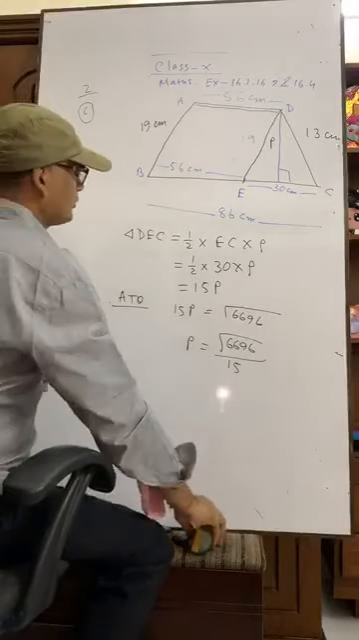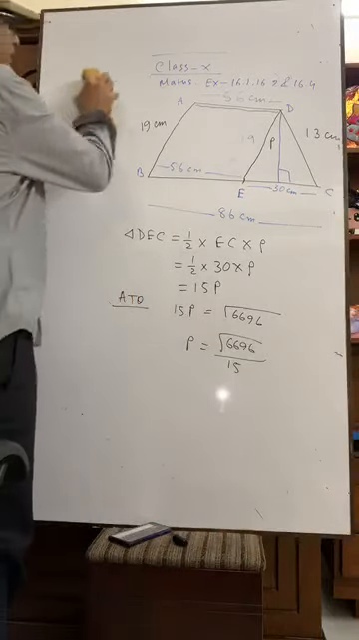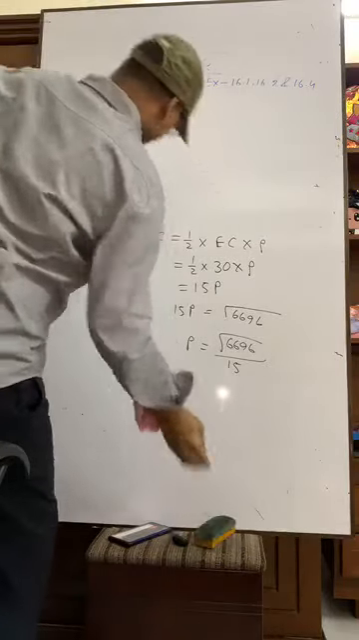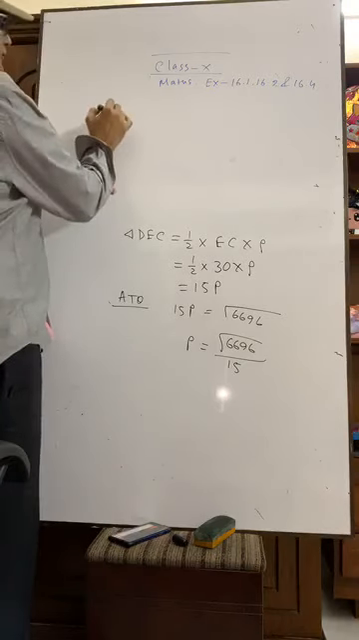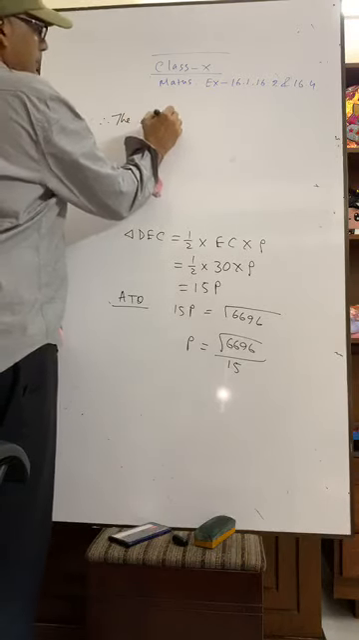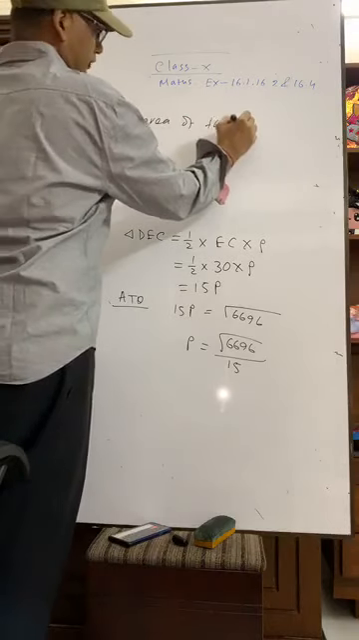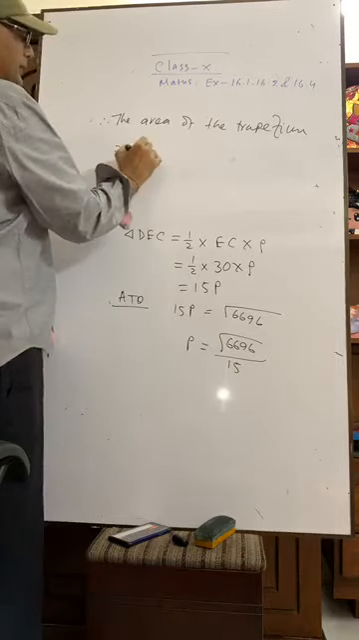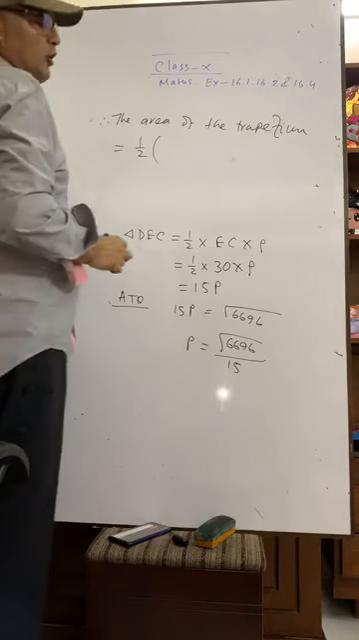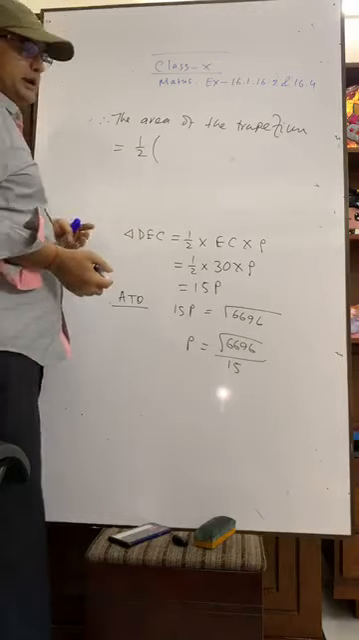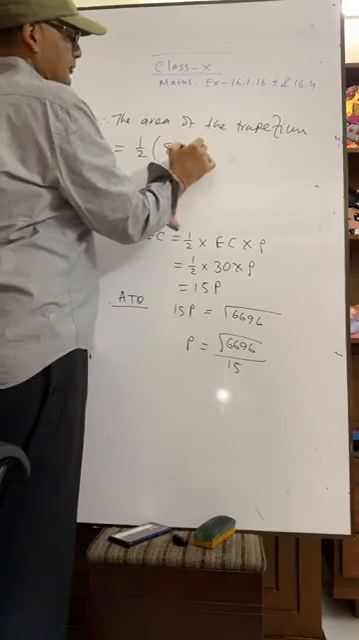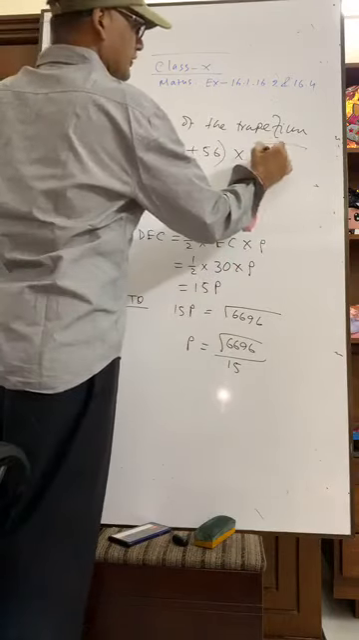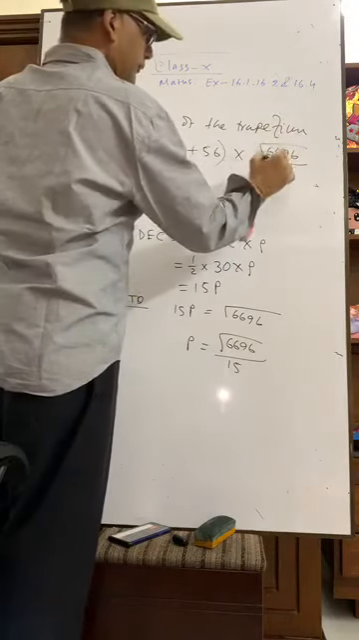Now, what is the formula to determine the area of a trapezium? Write down: therefore, the area of the trapezium is equal to half into the sum of the parallel sides. What is the sum of the parallel sides? 86 and 56, into height. What is the height? Height is this, root over 6696 by 15.